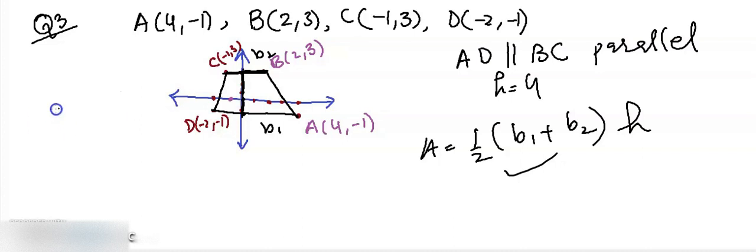For perimeter, you just sum up all these sides: AB, BC, CD, and then DA. I hope that makes sense to you. So let's talk about question 4.